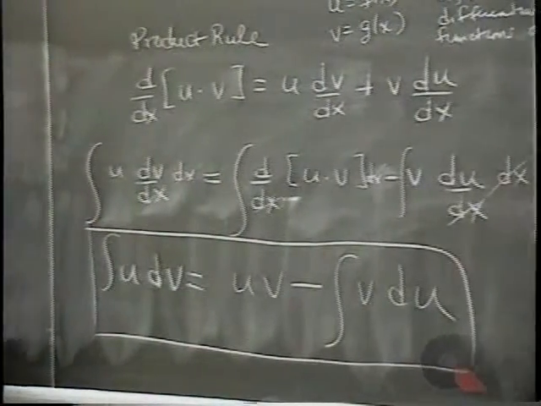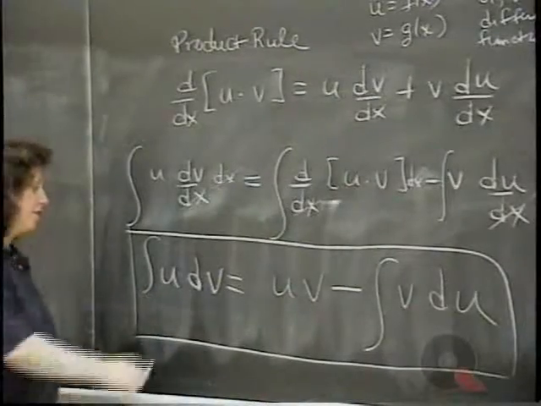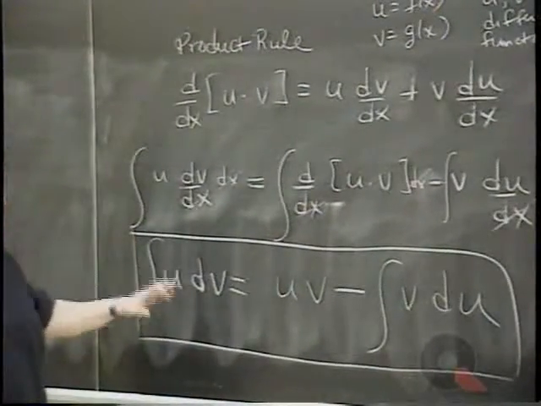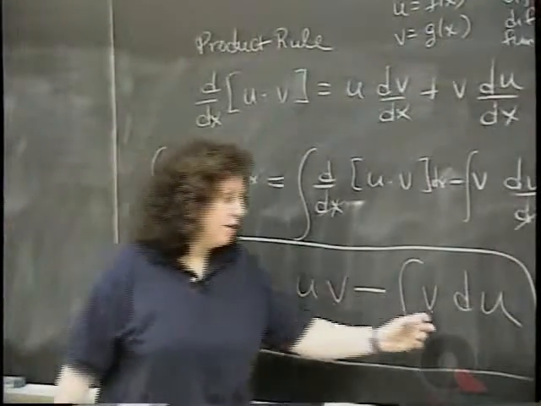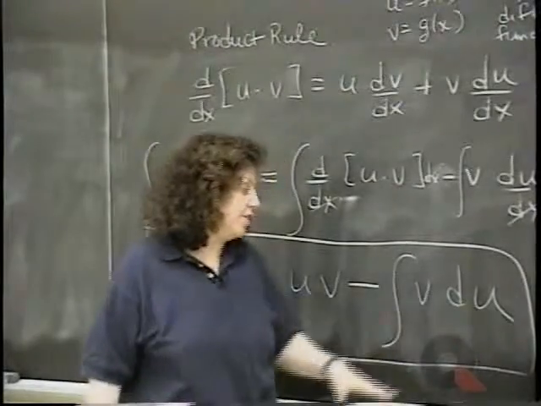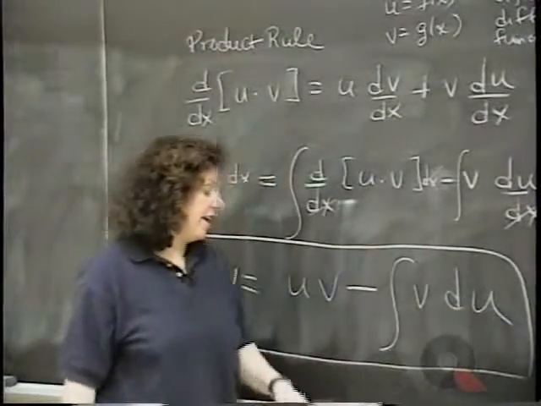Now, the idea with integration by parts is that the problem you're trying to integrate, the integral of say u dv, might be very difficult to integrate, but it's possible that if you've done it correctly, the integral of v du might turn out to be something much simpler to integrate. So you can go from something complicated to something that is easier to handle.